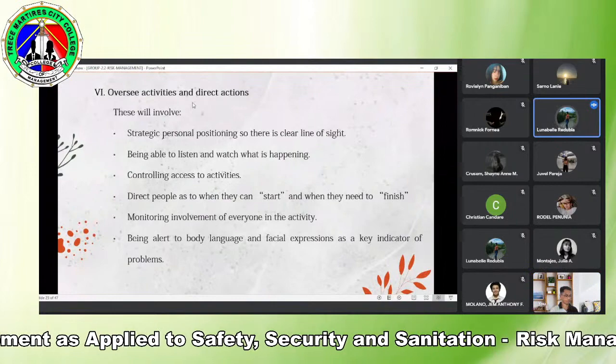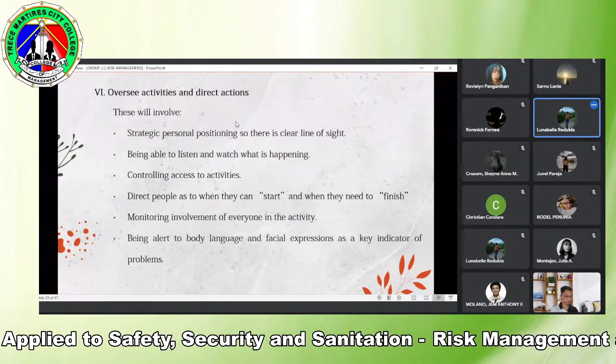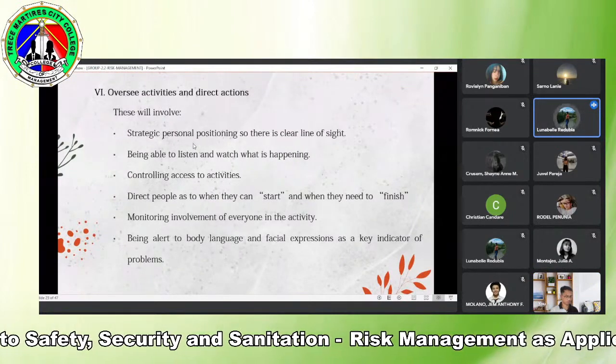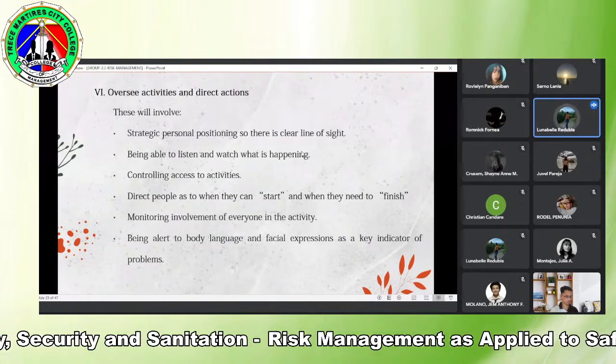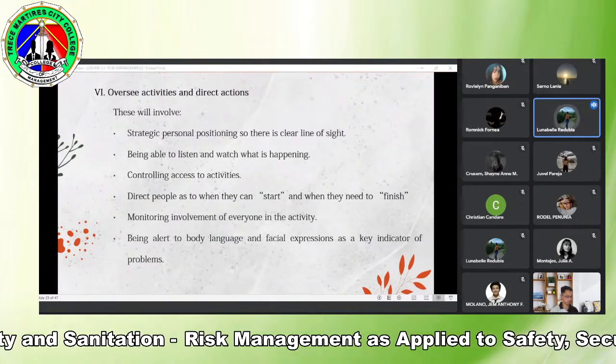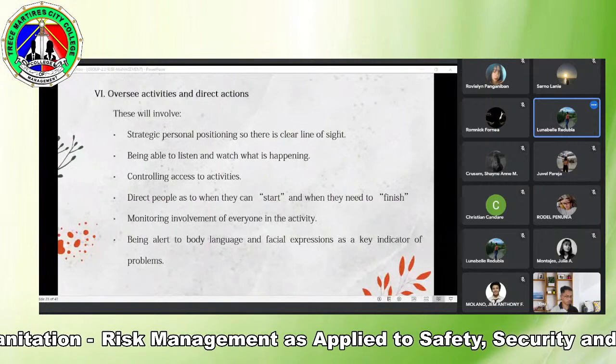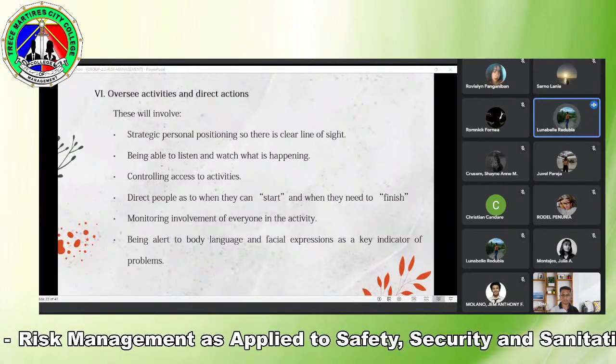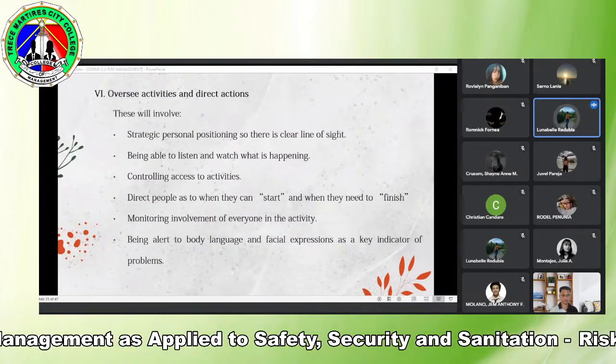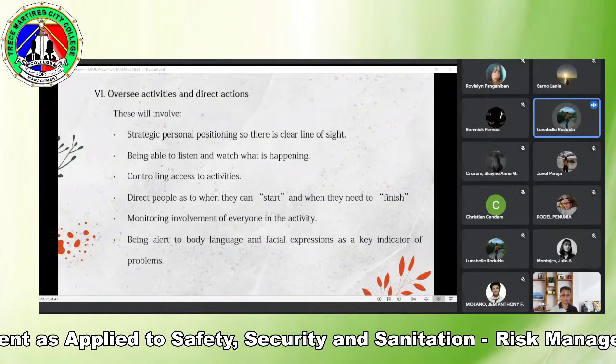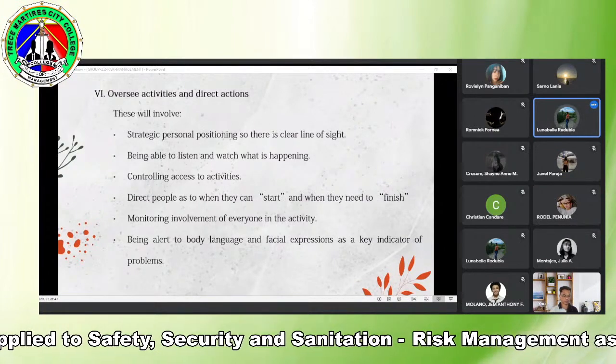Oversee activities and direct actions. This will involve strategic personal positioning so there is a clear line of sight. A line of sight means that the people understand where you are trying to go and what their role is in helping you get there.